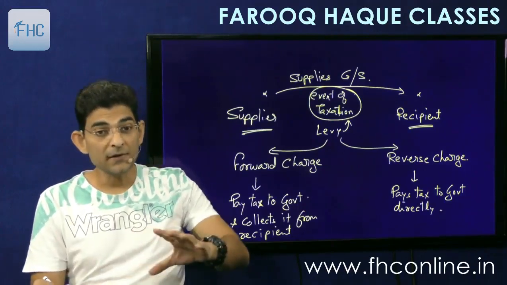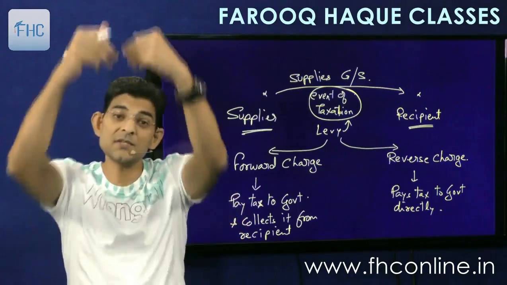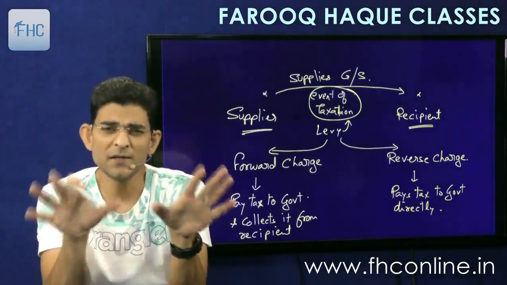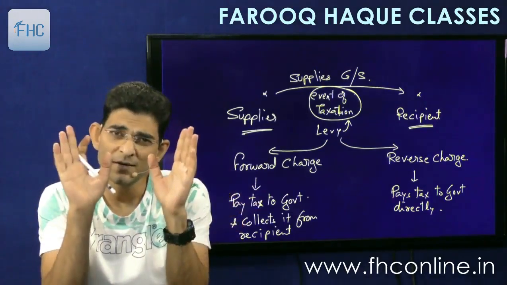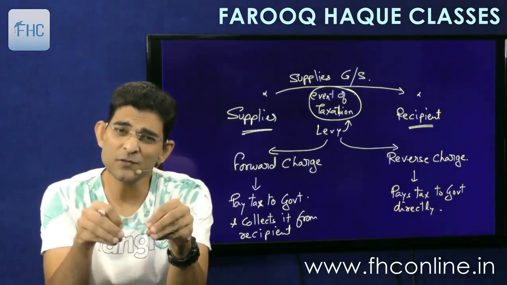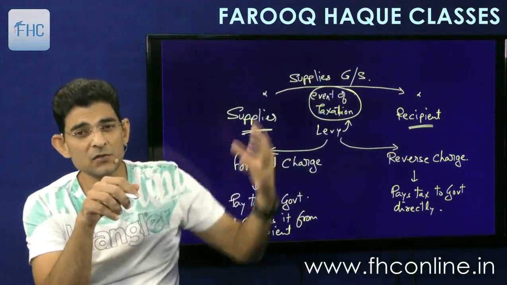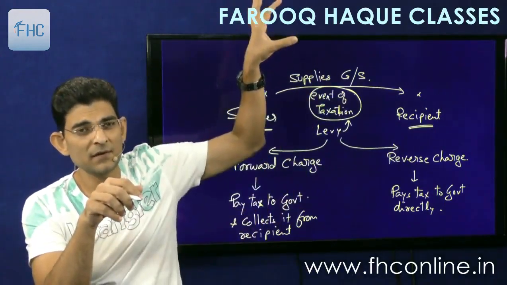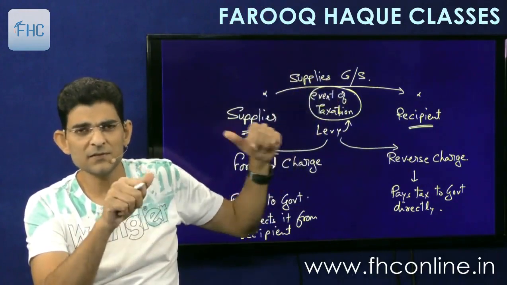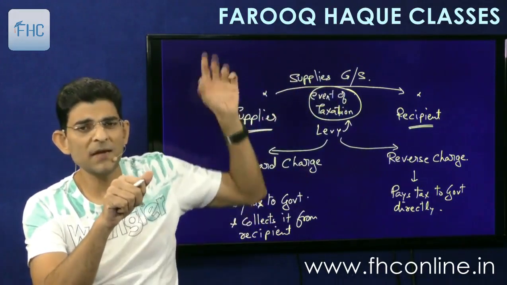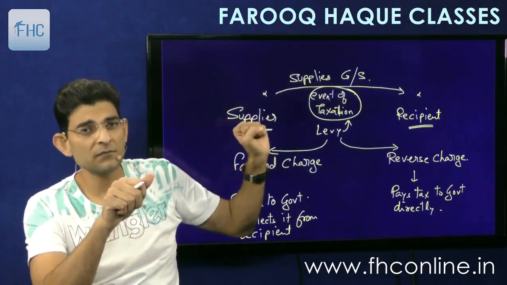So the supplier doesn't collect it from the recipient. The recipient pays the tax directly to the government. So ultimately it results in the same thing. The burden in both cases ultimately falls upon the recipient only. But in forward charge, the collection will take place and then the payment, or the payment and then collection. It can be either way. Either you receive the amount and then pay, or you pay and then you receive the amount from the recipient. But ultimately you will receive.